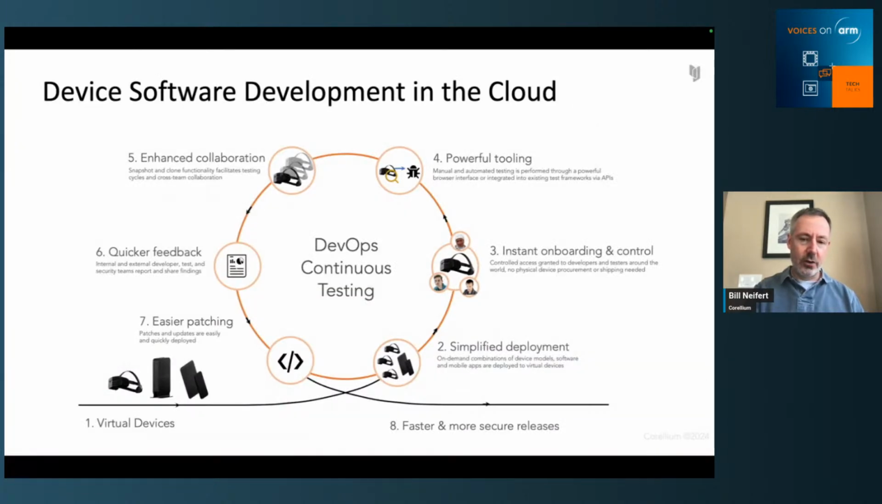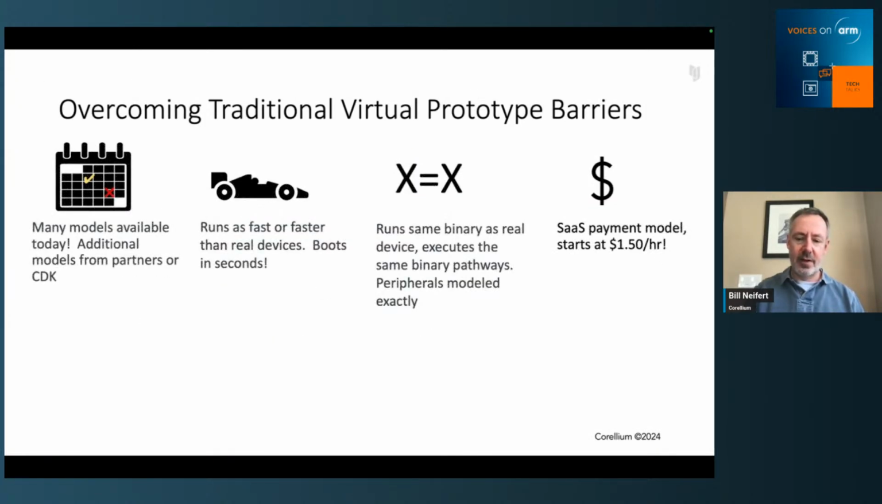So we're going to be running a little short on time, and I want to have some time for our demo. So I'm going to skip that slide and talk about how our technology is overcoming some of those virtual prototype barriers that I mentioned earlier. Many of these models are available today, so you're not waiting around for these things to develop. We're constantly working on new models as well, that we're developing ourselves, or we can enable you to develop them yourself using our developer kit.